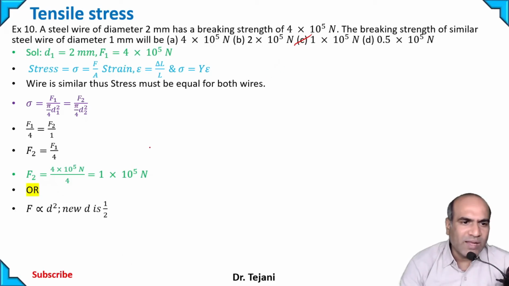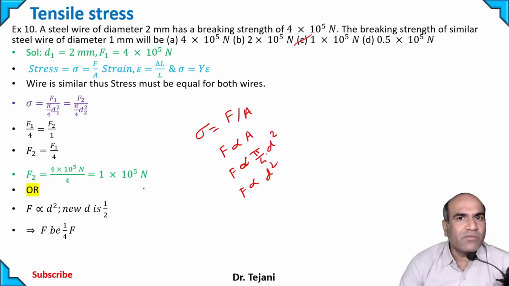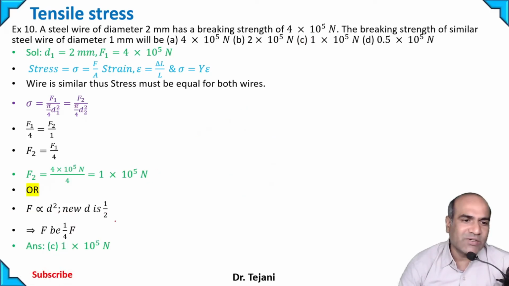Or you may also solve like that. Sigma is equal to force by area. If sigma is constant, we can say force is proportional to area. Force is equal to pi by 4 d square, means force is proportional to d square. Here d is 1 half, so F becomes 1 by 4. That is our answer: 1 multiplied by 10 power 5 Newton.